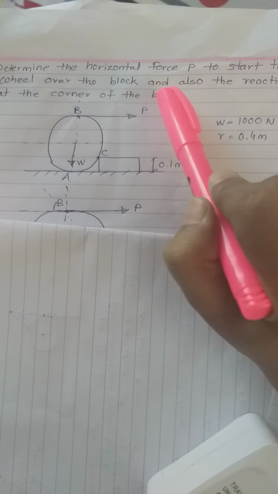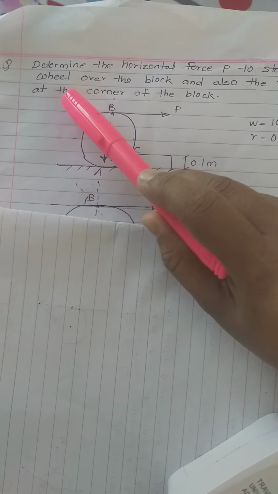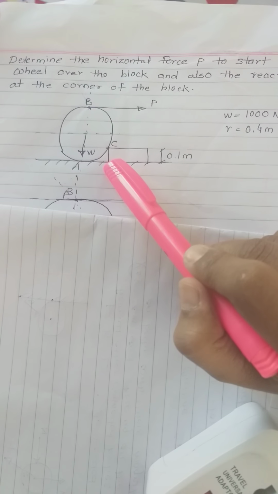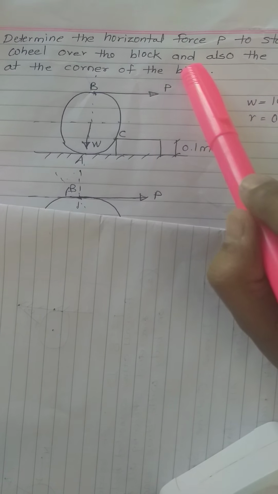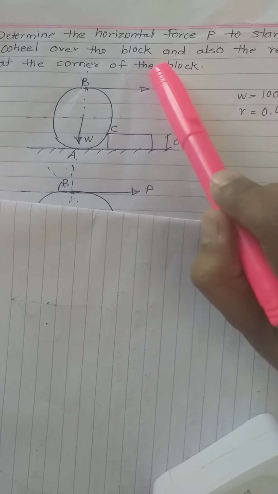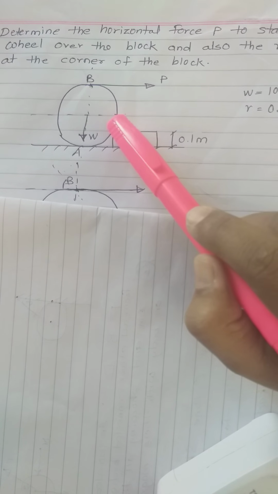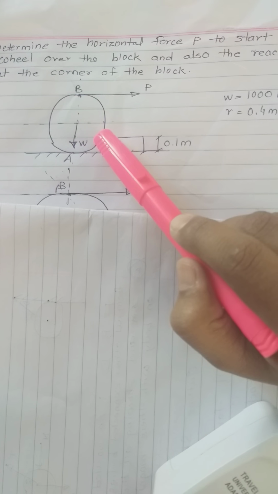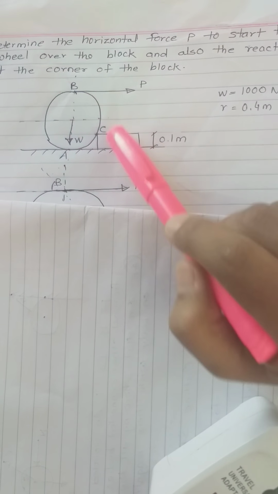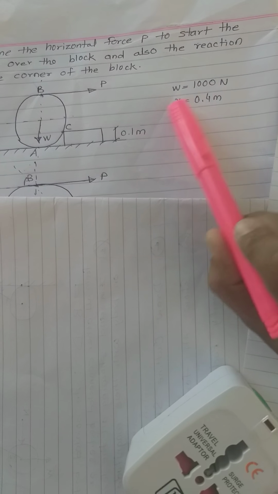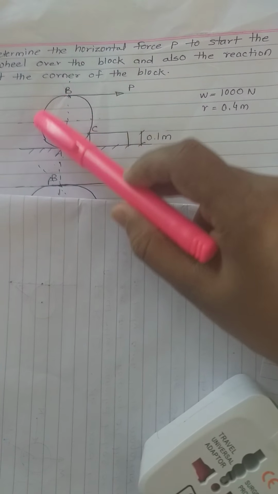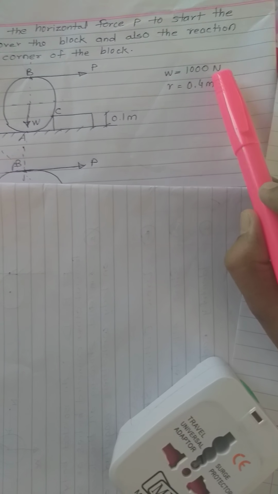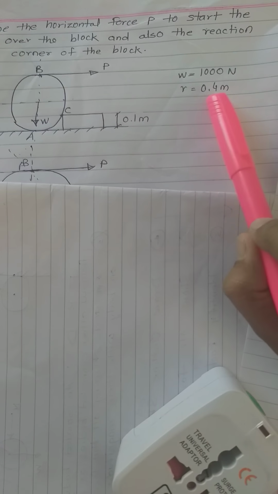Determine the horizontal force P to start the wheel over the block and also the reaction at the corner of the block. Okay, so what we have to do is determine this horizontal force P, and the reaction at this corner of the block. First of all, just figure out what things are given. The given values are: weight of the wheel is 1000 Newton, radius of this wheel is 0.4 meter.